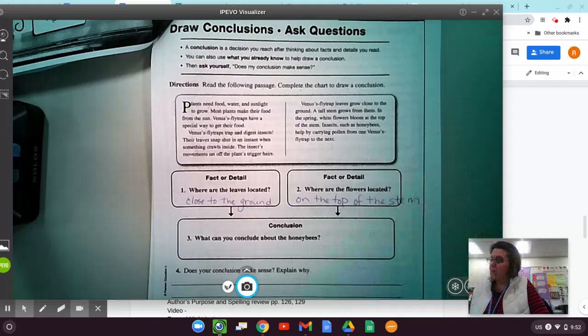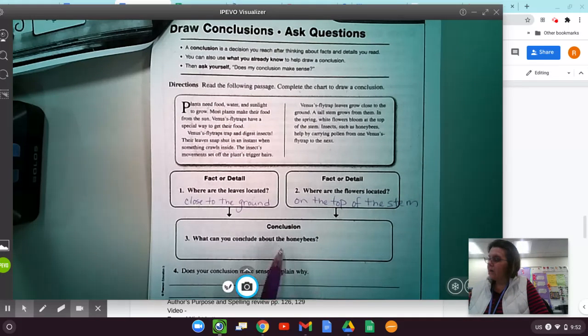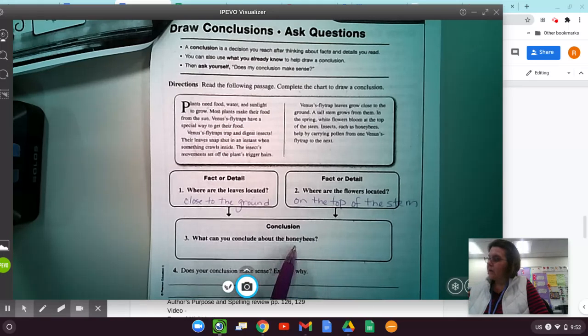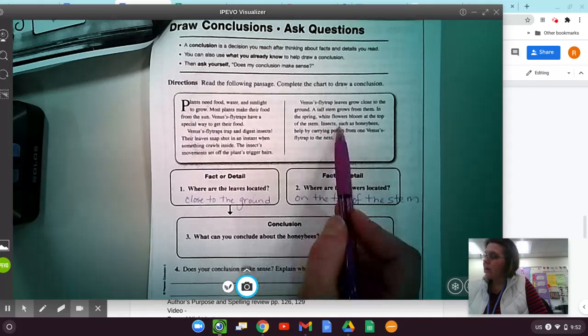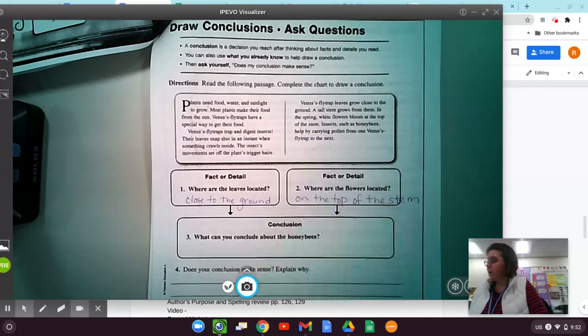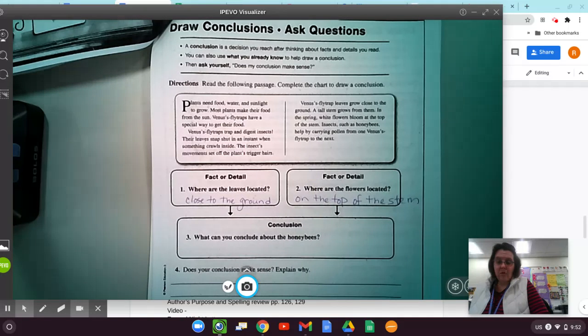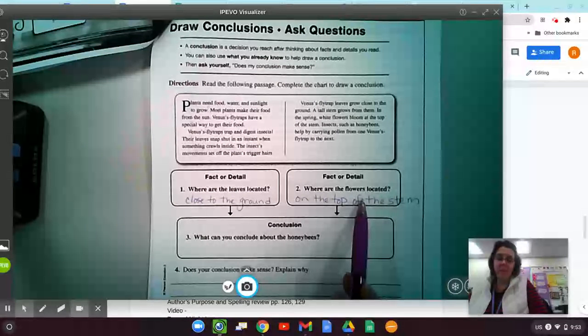So, what can we conclude about the honeybees? Insects such as honeybees help by carrying pollen from one Venus's flytrap to the next. So what can we conclude? So they carry the pollen without getting caught in their trap, because the trap is close to the ground. The flowers are way up tall. So the honeybee wants the pollen, the nectar up there. So he's far away from the trap that's down below.